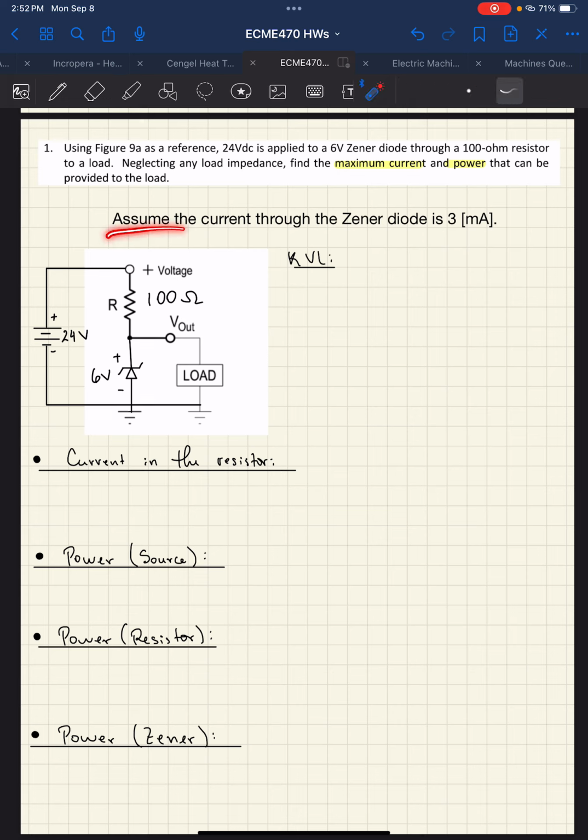And I added this piece of information to the problem. Initially, it was not there, but I felt that this was needed. There's an older version of the homework where this statement is not there, and now there's a newer version of the homework where this statement is in fact here. It says assume the current of the Zener diode is 3 milliamps. I'll solve it first for the new version, and then I'll show you the older version, basically what happens in the previous version where this information was not given.